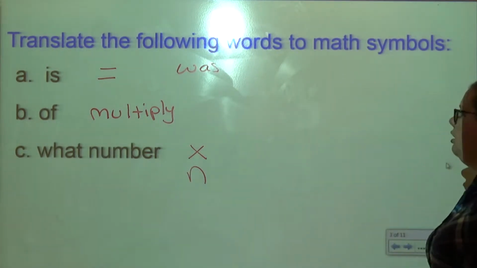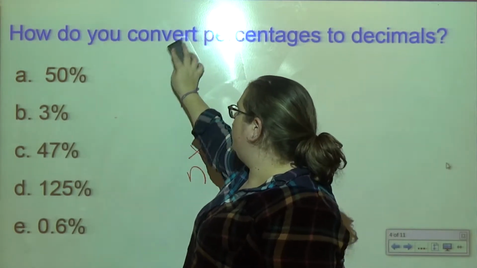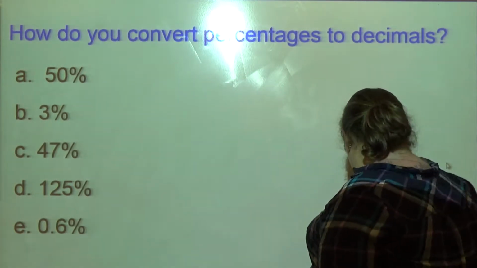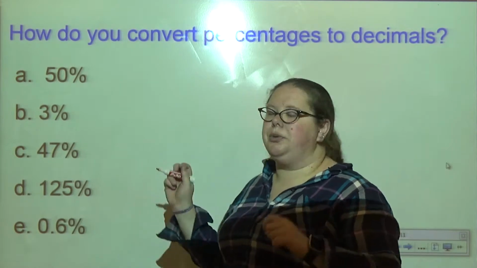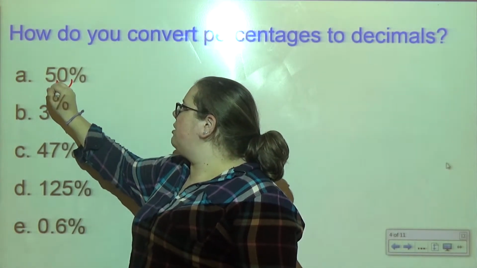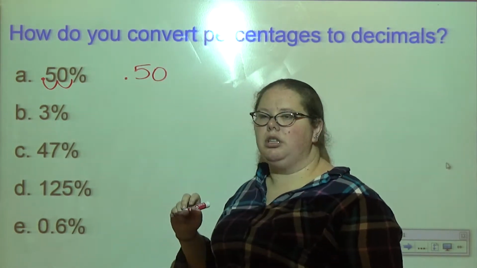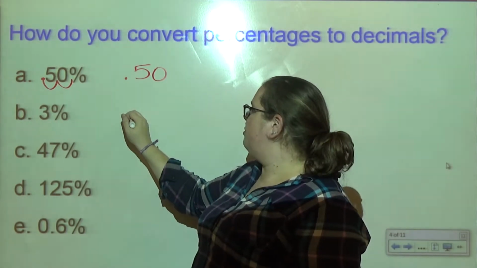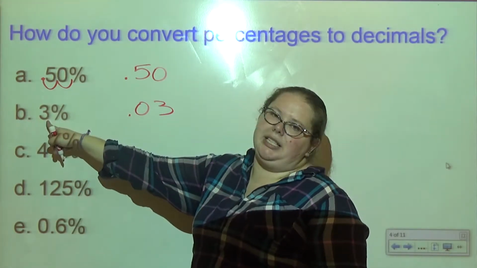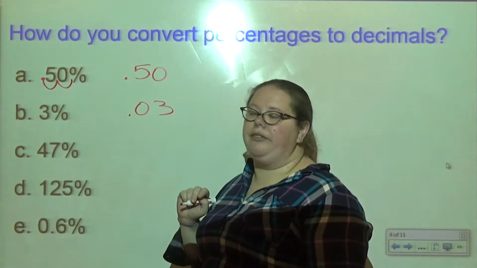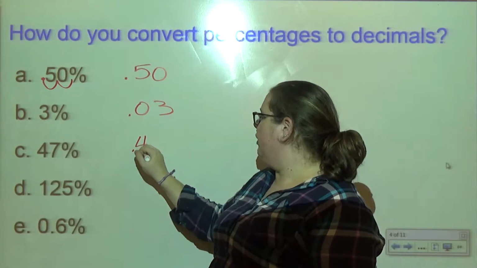And then next, I wanted to do a quick review of converting a percent to a decimal. Rather than writing it as a fraction, I want to turn it into a decimal. So remember, to turn a percent into a decimal, we just move the decimal point twice to the left. So 50% is 0.50. 3% is 0.03. Think of it as like 3 cents, right? 3 cents in a dollar. 50 cents in a dollar is 0.50. 3 cents is 0.03. 47 cents is 0.47.